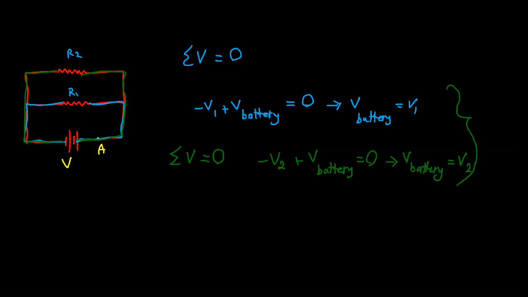So let's look at this one. We see V battery, that is actually our V total, is equal to V1, and V battery or V total is equal to V2. Because both of them are equal to V battery, it means V1 actually is equal to V2. So as a result, for a parallel circuit, we write a rule: V total is equal to V1 equal to V2, and that's it.